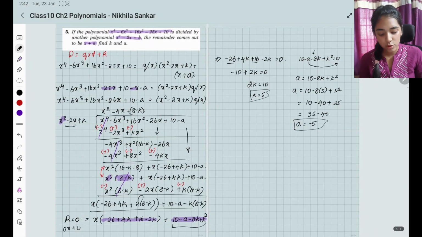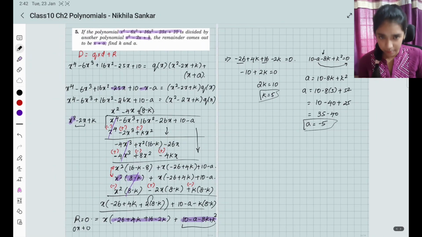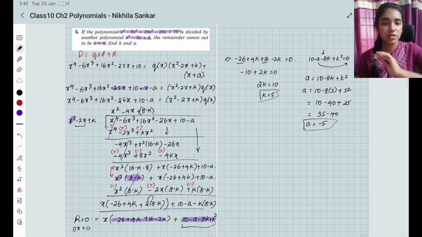So this is how you solve such questions. First see what is given, substitute it, find the new dividend, and then equate the remainder. This is not there for your final exam, but if it is asked, you should know how to solve it.